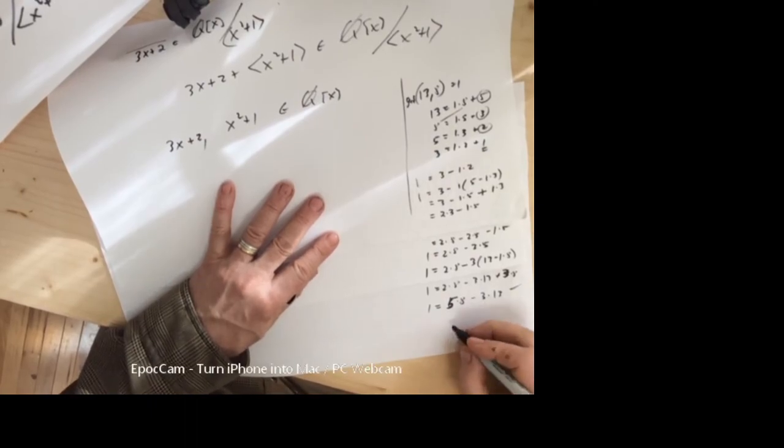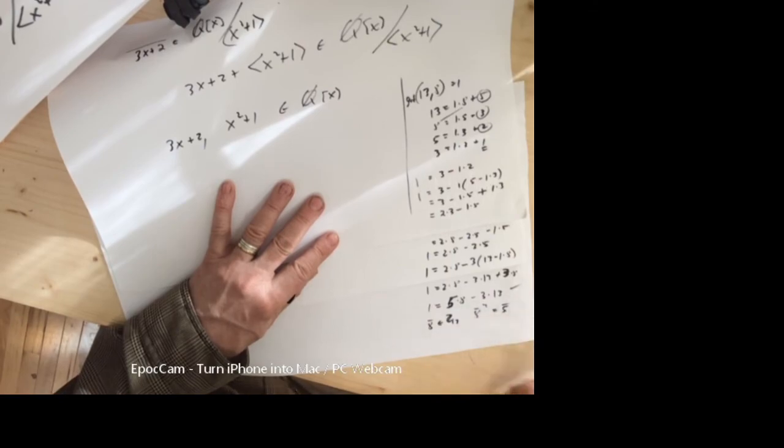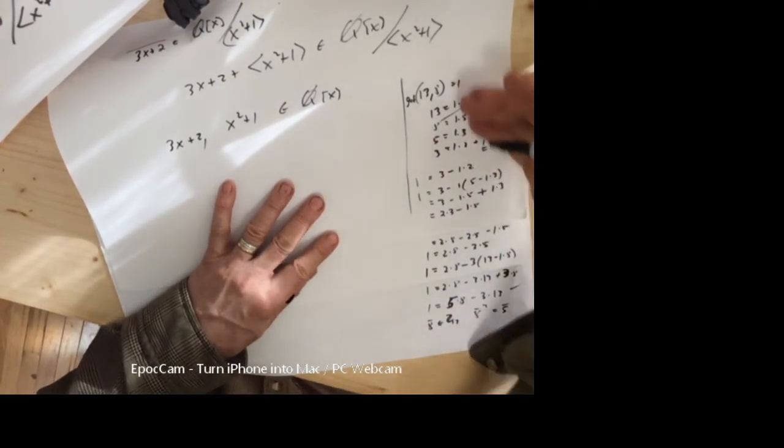Well, we've actually done, if 8 bar is an element of Z13, 8 bar inverse, lo and behold, is 5 bar, because this goes away in Z13 and you get 1 bar equals 5 bar times 8 bar. We've discovered their inverses. Now this is a bit messy.